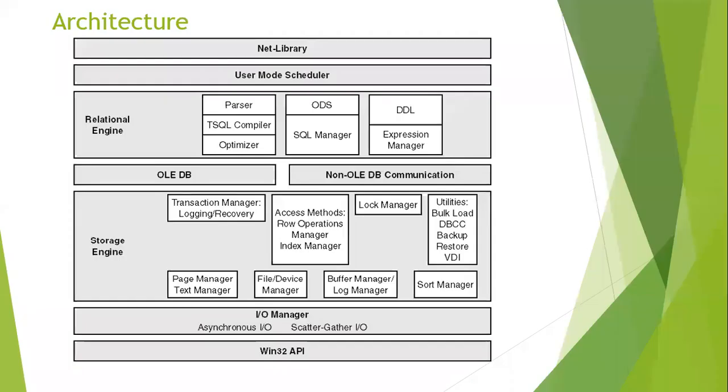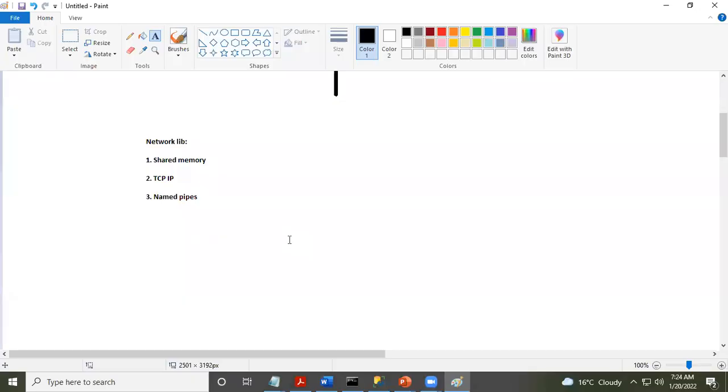Shared memory. I'll just give you a high-level overview of what these three network libraries are. Shared memory is, for example, let's say you have the application and SQL Server both on the same computer. So it is sharing between the application and SQL Server. We consider that a shared memory protocol or network library.